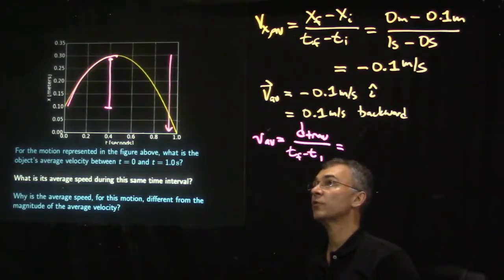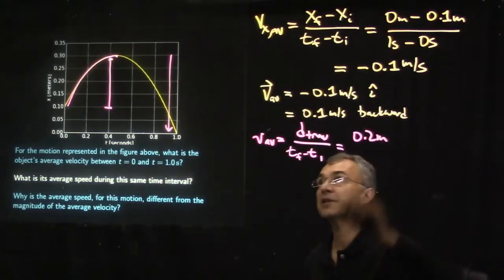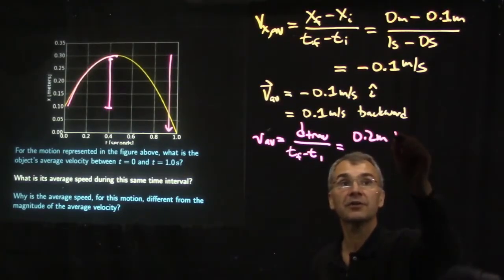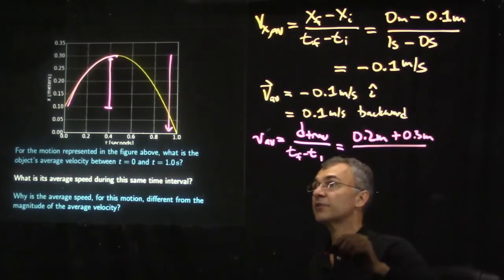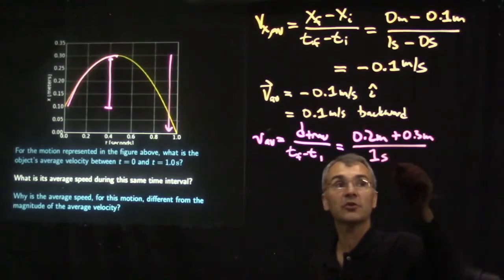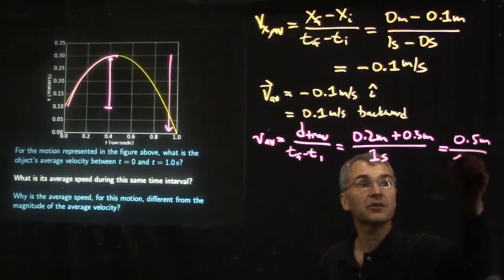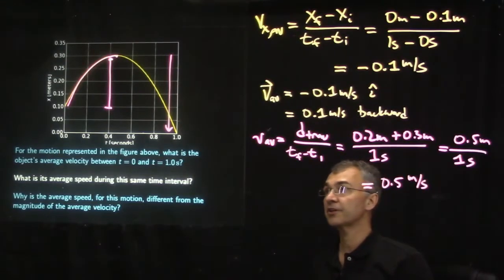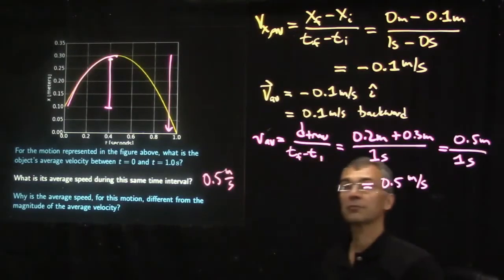So we have 0.1 up to 0.3. So that's 0.2 meters going forward, and then from 0.3 down to 0, so then we have 0.3 meters backward. And then what's the time? The time is 1 second total. So that is 0.5 meters in 1 second, which is 0.5 meters per second is the average speed.